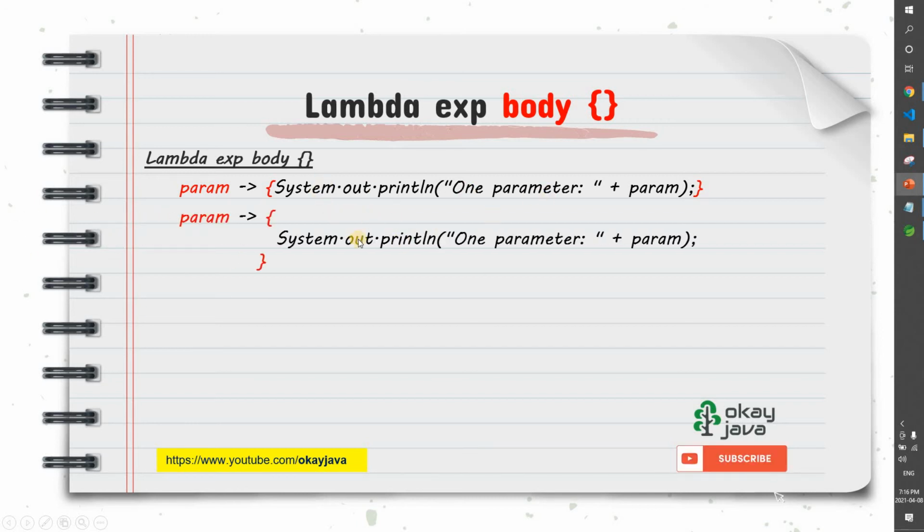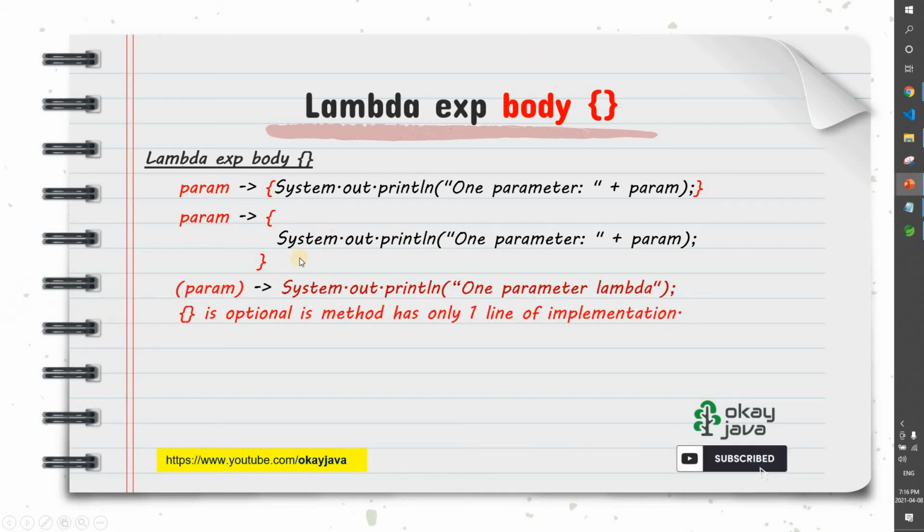So I can write the same this way as well. There is nothing wrong. Now, as you guys know, when you have a single argument, you can remove the bracket. Similarly, if your implementation is just one line, you can remove the bracket as well, like this. So I have the parameter System.out.println, a one-parameter lambda expression. When your implementation is just one line, you can remove the curly braces as well.